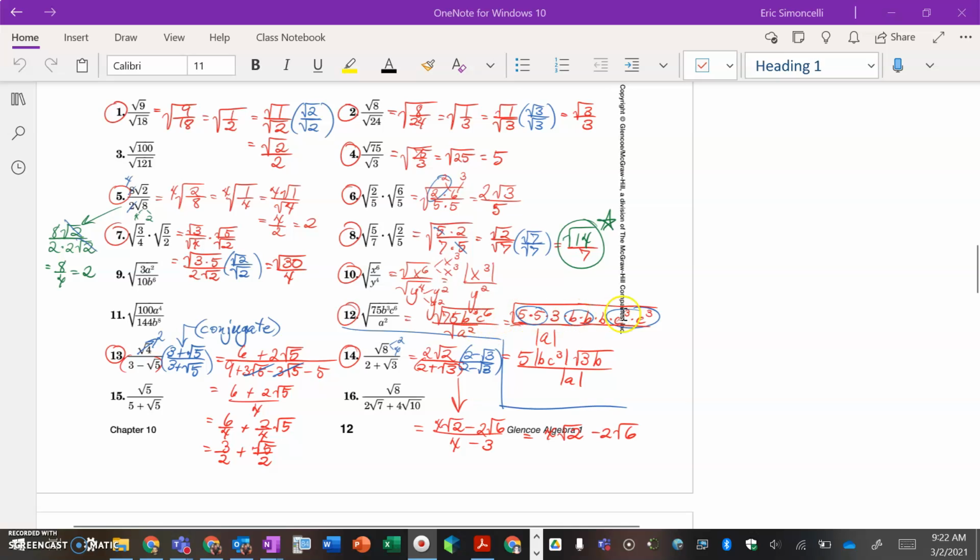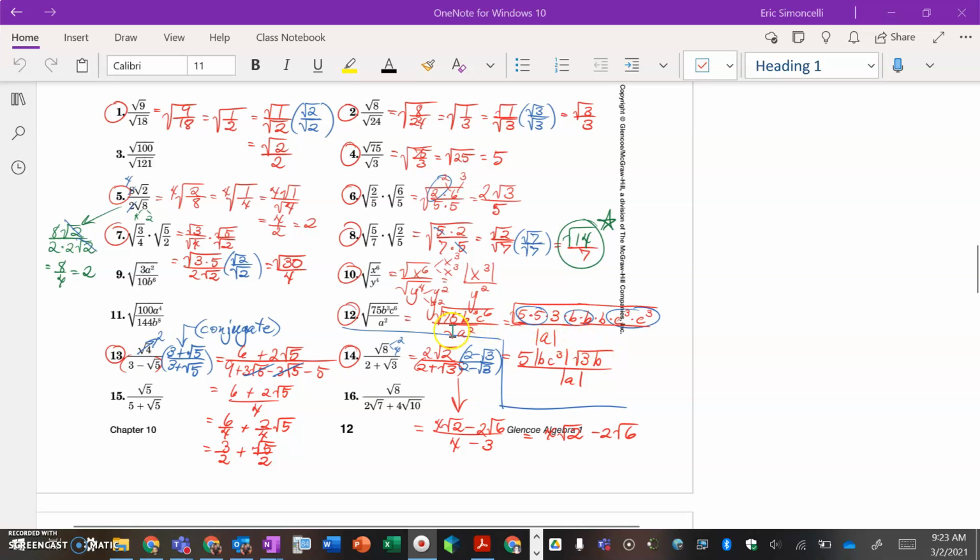C to the 6th is a perfect square as such. You can write it as c cubed times c cubed. That is a perfect square, the square root of which is 5. That is a perfect square, the square root of which is b. That is a perfect square, the square root of which is c cubed. Under the root, you're left with 3, and you're left with b.